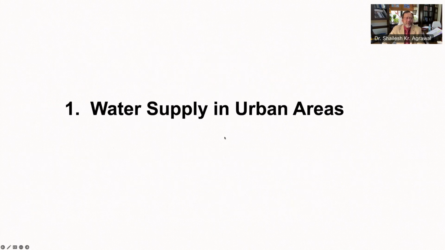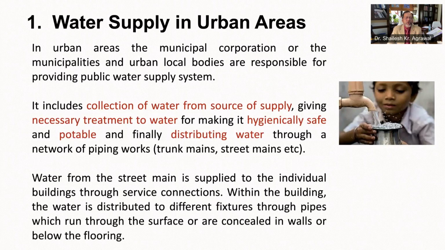Let's discuss first water supply in urban areas. In urban areas, the municipal corporation or municipalities and urban local bodies are responsible for providing public water supply system. It includes collection of water from source of supply, giving necessary treatment to water for making it hygienically safe and potable, and finally distributing water through a network of piping works, which includes trunk mains, street mains, etc.